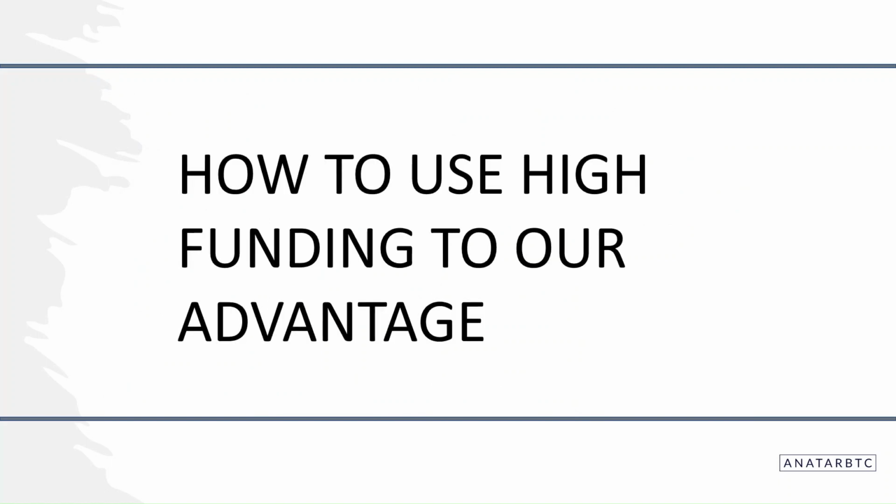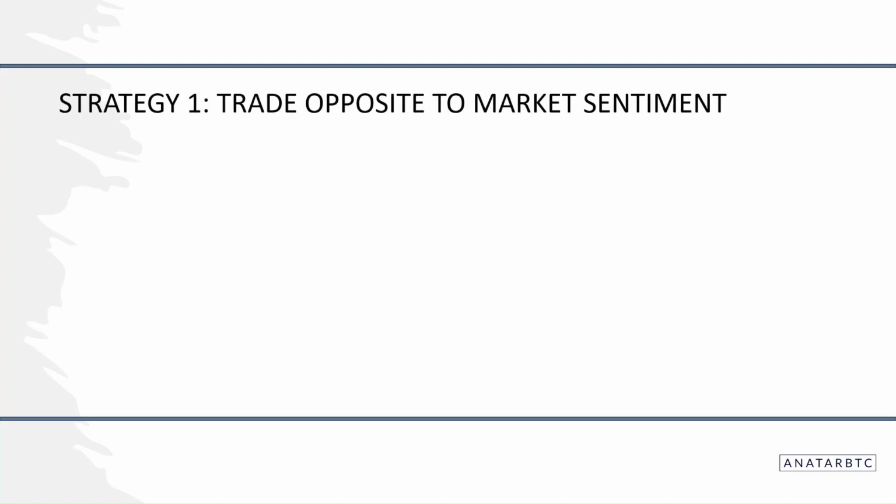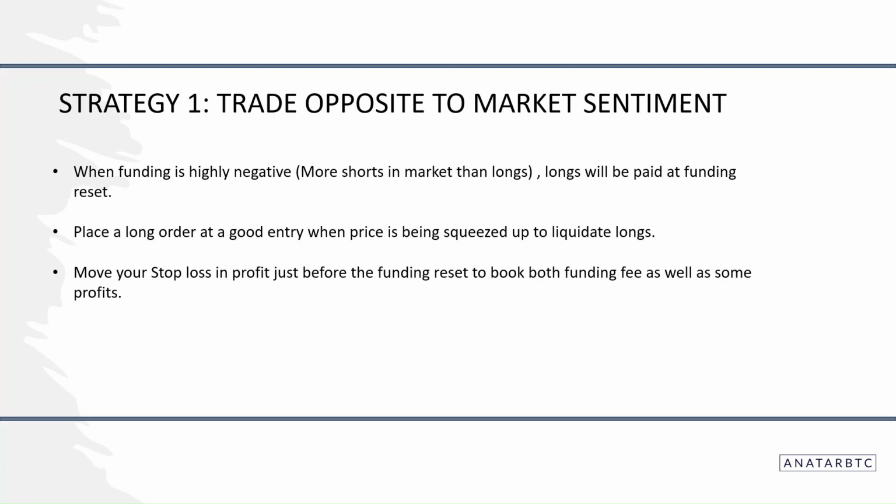Now the main question is how we can use this high funding to our advantage. First thing is to trade opposite to market sentiment. It means when funding is highly negative, like it is happening today for TRB, that basically means there are more shorts in the market than longs. So longs will be paid at funding reset. What you can do is place a long order at any good entry whenever you get it, and since funding is very highly negative, market makers will try to squeeze out these shorts by moving the price up till the funding reset. So if you get a good entry at a lower price, then when funding reset is about to happen, you can move your stop loss in profit just before the funding reset to book both some profit as well as funding fee.